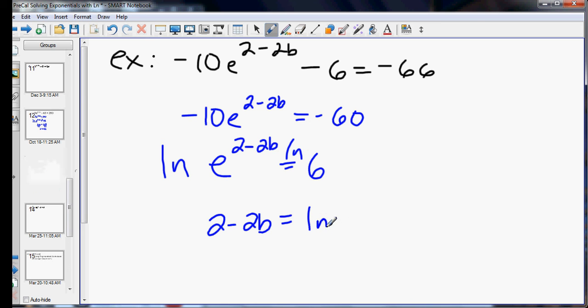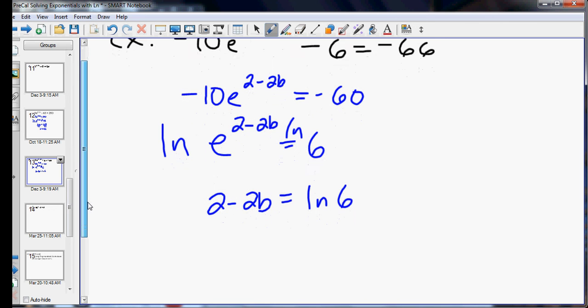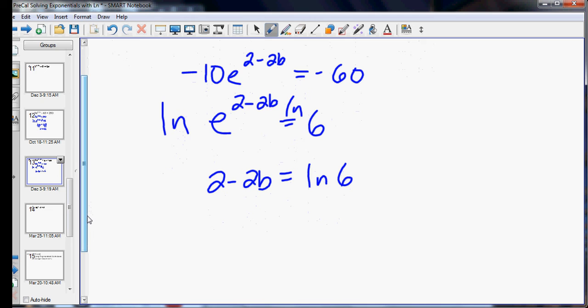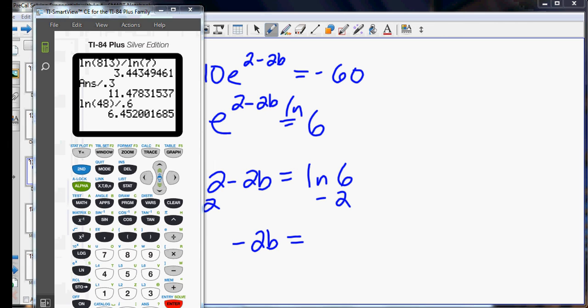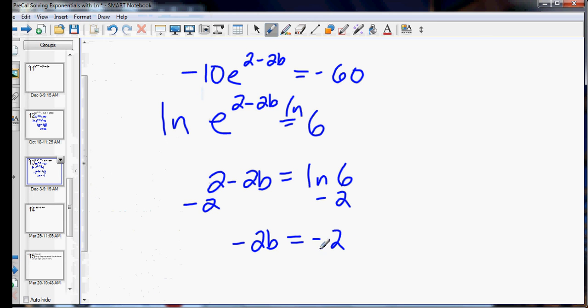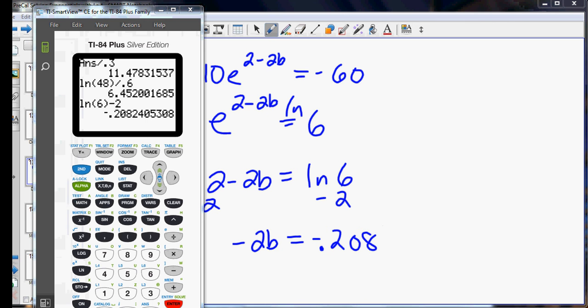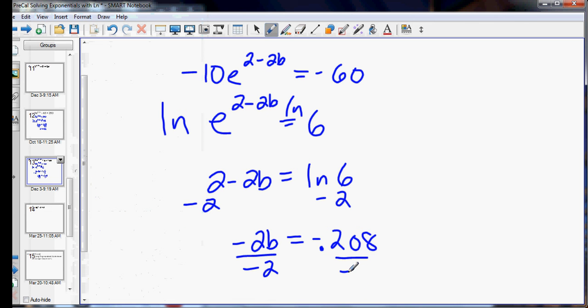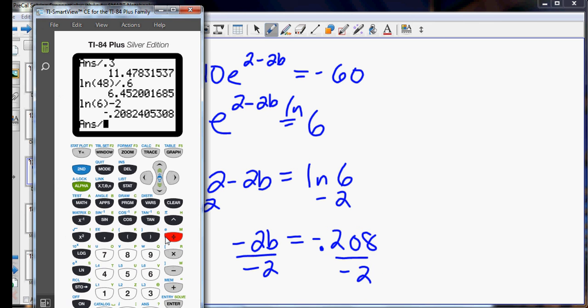Then we'll subtract 2 from both sides. So I'll go ahead and let the calculator help me out here. Natural log of 6 minus 2. So negative 0.208. Yeah, natural log of 6, then subtract the 2. And then the last step will be to divide both sides by negative 2. Again, if I just hit divided by, it uses the exact number in my calculator instead of just a rounded version of it. So we get positive 0.104 is our answer.